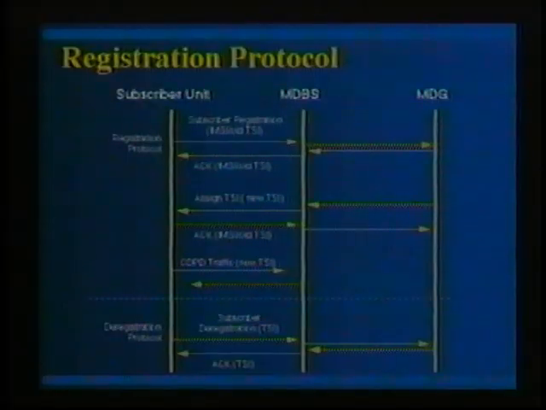Assuming he's acceptable, the MDG will then issue him with a new identifier, and this is acknowledged by the subscriber unit. To preserve security, the actual change of identifier does not take place until this handshake is completed. Once that's done, CDPD traffic can begin or resume. The deregistration protocol, the power down protocol, is again very simple. The subscriber unit just sends out a deregistration packet and receives a response.